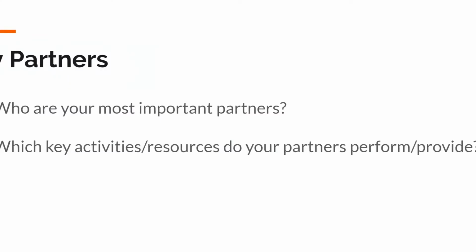Key partners. Last week we talked about key resources and key activities. This is the third key in the business model canvas, and they're actually related to the previous two. The questions you're going to want to answer are: who are your most important partners, just in general? Who are the individuals or companies that you're working with in order to develop or execute your value proposition? And the questions you want to ask about these partners are: what are the key activities that your partners perform, and what are the key resources that your partners provide?